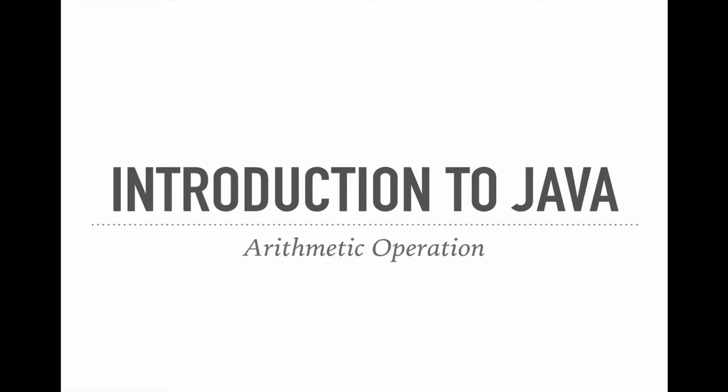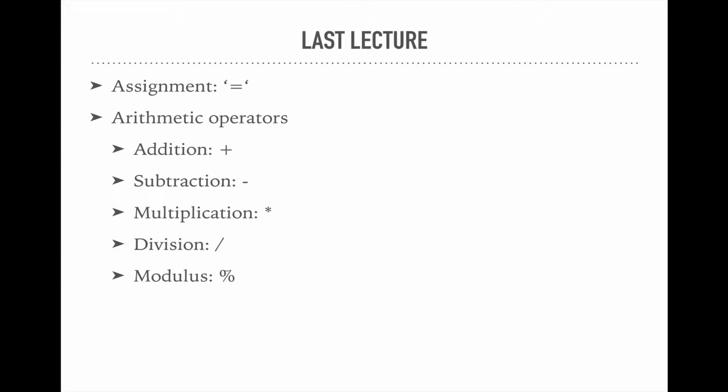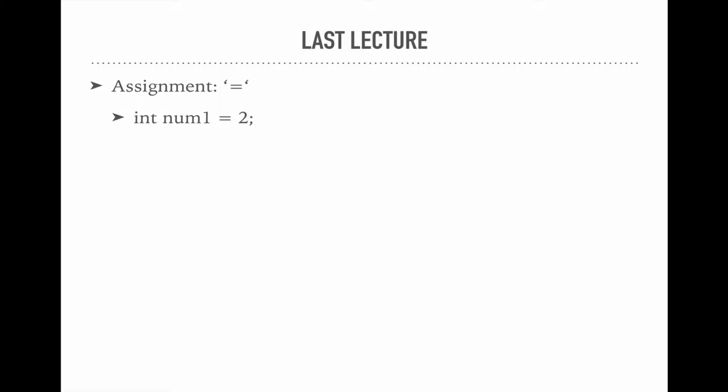Today, we will talk more about arithmetic operations. From last lecture, we already know about assignment and arithmetic operators such as addition, subtraction, multiplication, division, and modulus. For assignment, we use a single equal sign when we want to assign a value to a variable. For example, we have int num1 = 2. We declare variable num1 with the data type int and assign a value of 2 to num1.